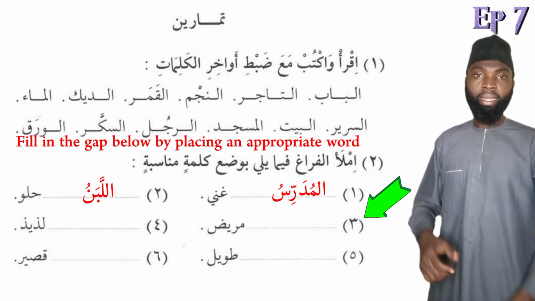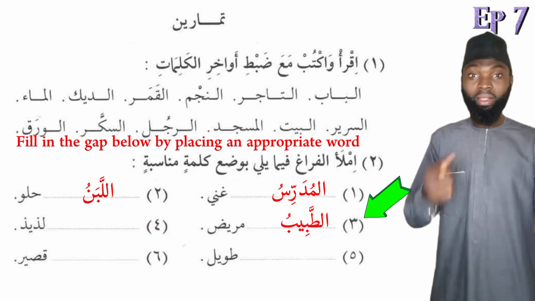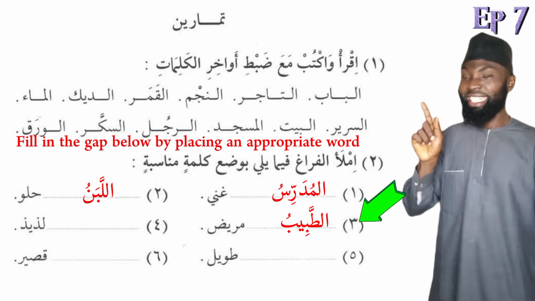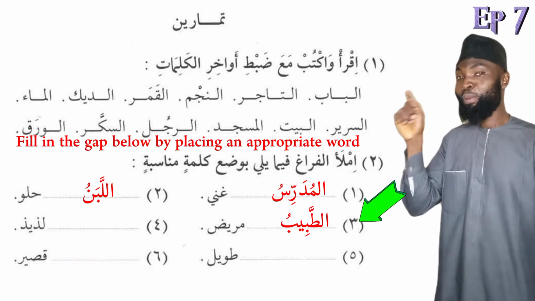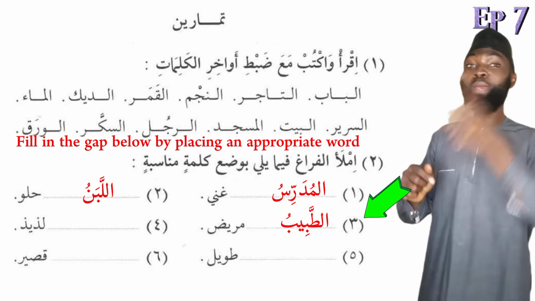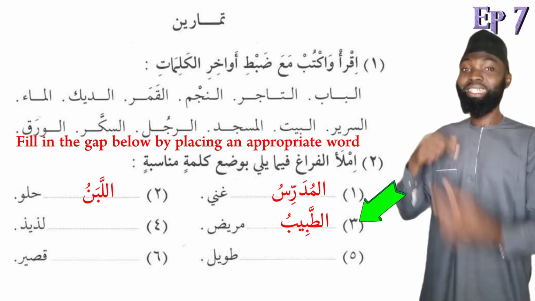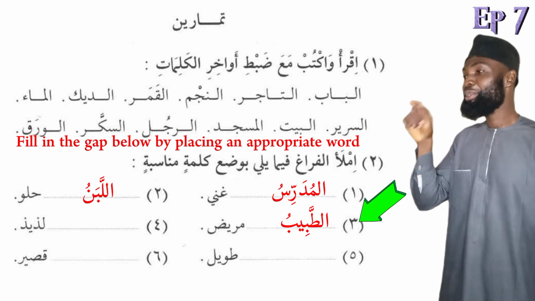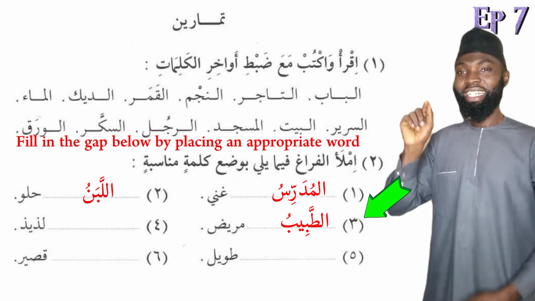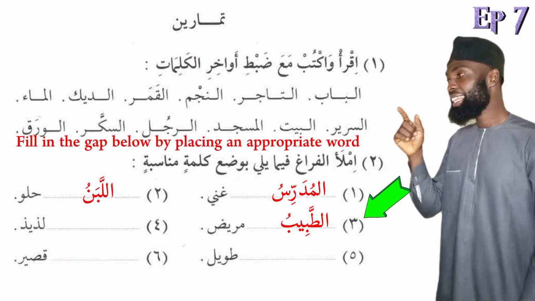Who is sick? Let's say at-tabibu, this time the doctor is one that is sick. Doctor is sick. At-tabibu maridun. So you need another tabib to treat him. So at-tabibu will need a tabib to treat him. So let's use at-tabibu maridun. The doctor is sick.